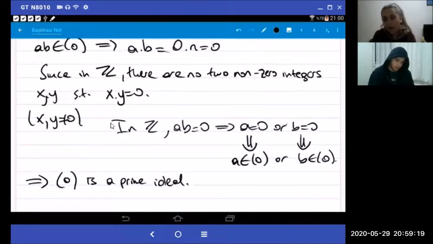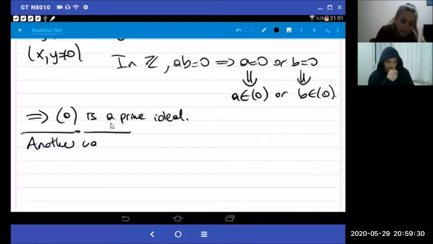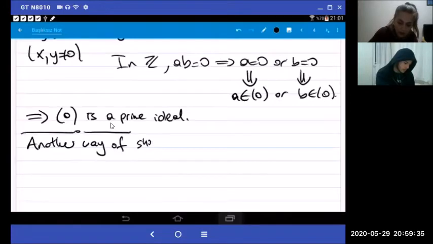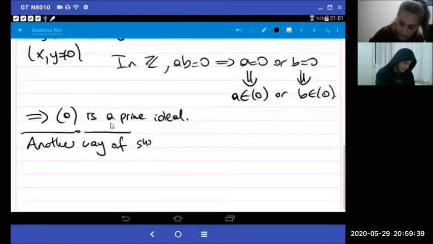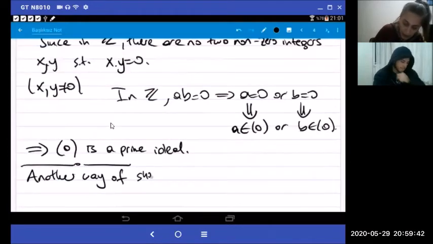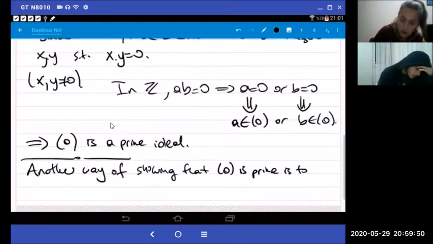This type of writing uses only the definition of prime ideal. Okay, or you can show it in another way. Another way of showing that the ideal generated by 0 is prime is to look at the quotient.